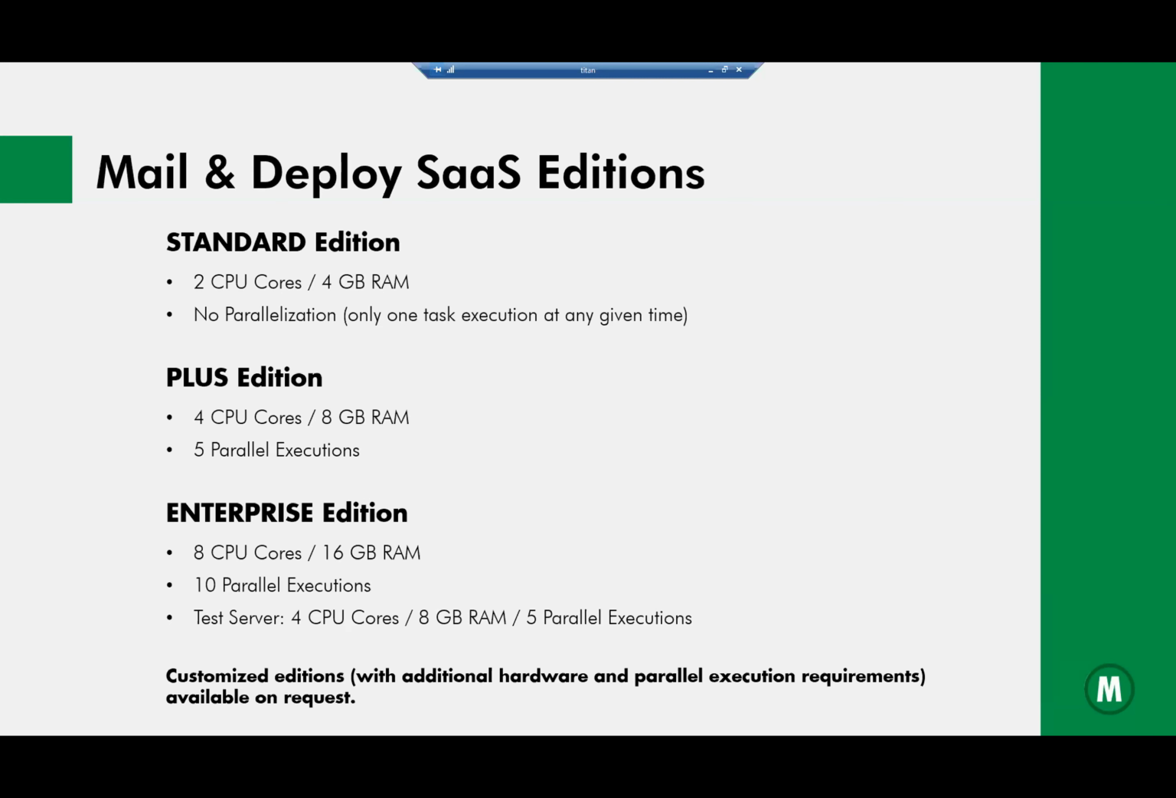Customize edition. So if you need additional hardware or more parallel executions, or you have very RAM intensive reports that need to be created, those are always available on request. We just need to figure out which hardware is required for your particular requirement, and how many parallel executions you need. So the 3 that you can see here, that's not the end of the story. You can always go and get more dedicated resources whenever you require that.